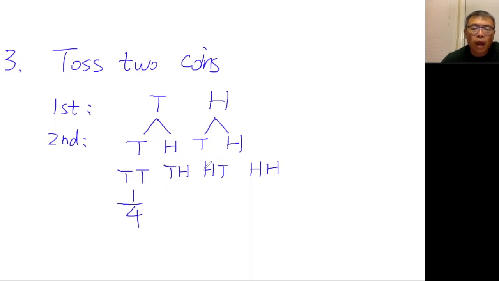Now for tail-head and head-tail, combine the probability. If you want the probability to get one tail and one head, you have two possible scenarios to get it, and the total number of outcomes is four. So it's 2/4, or 1/2. Now for the case of two heads, again, there's only one possible case out of the four, so it's 1/4 again. So these are the probabilities.